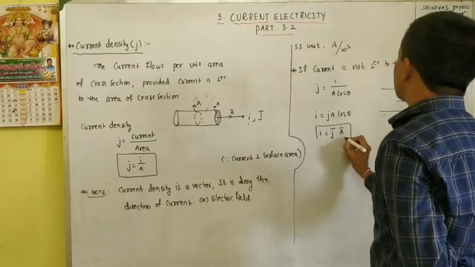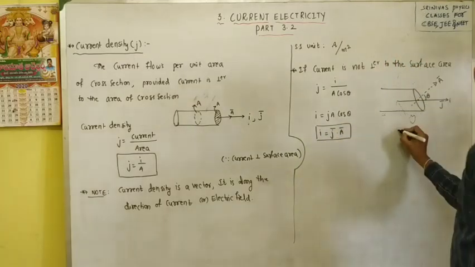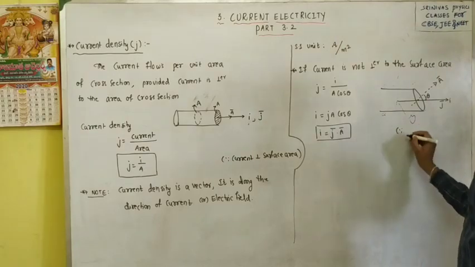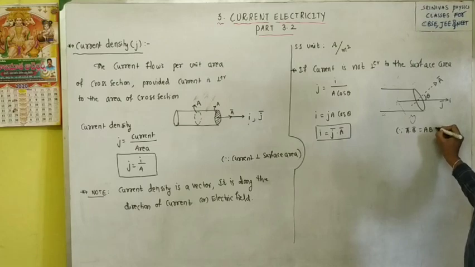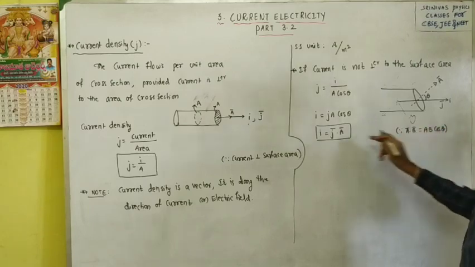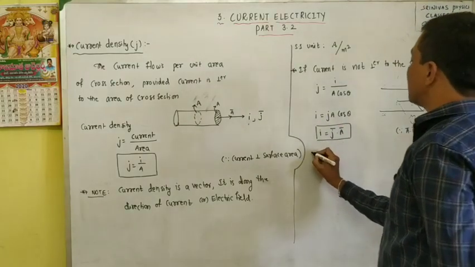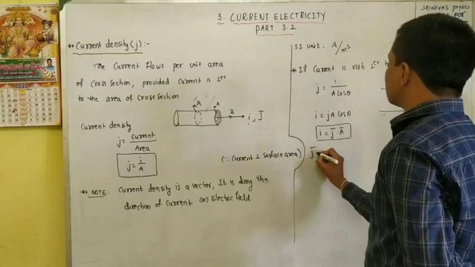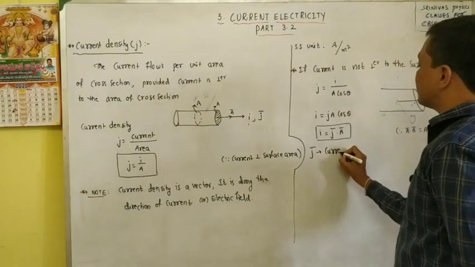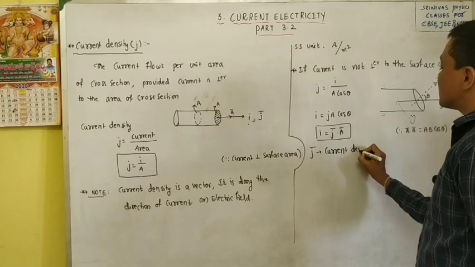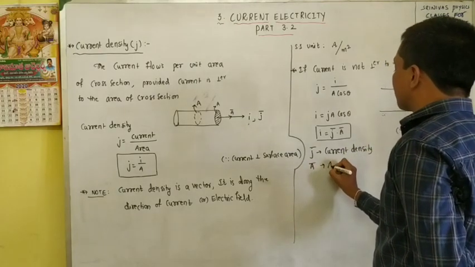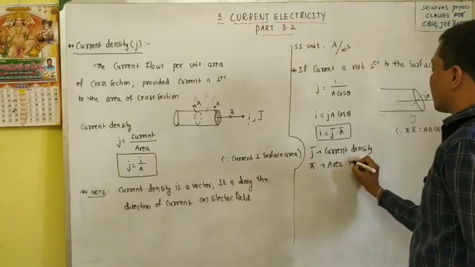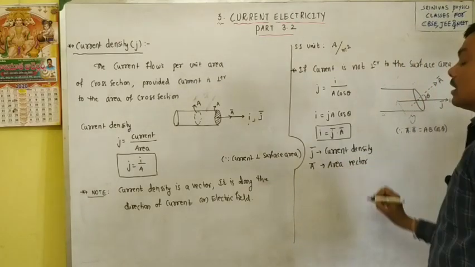Why? How are we writing this? From the dot product formula, A bar dot B bar is AB cos theta. From that we write J A cos theta as J bar dot A bar. What is J bar in this? J bar is the current density. What is A bar? A bar is the area vector.